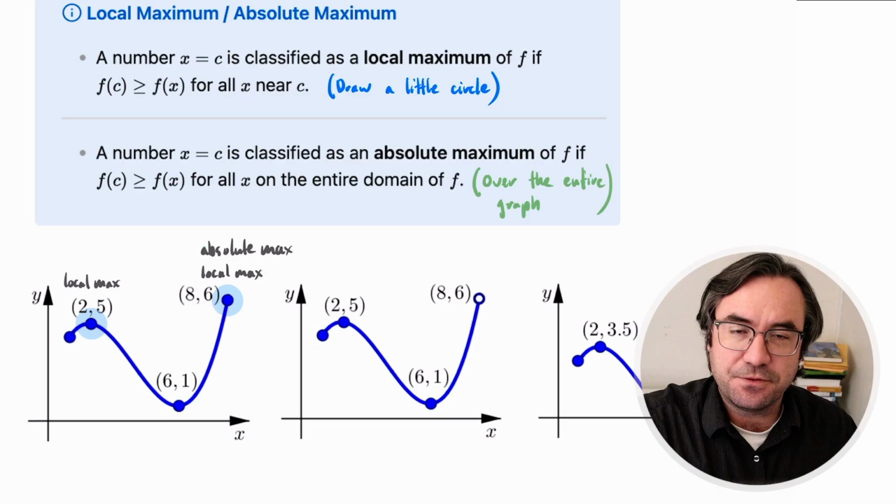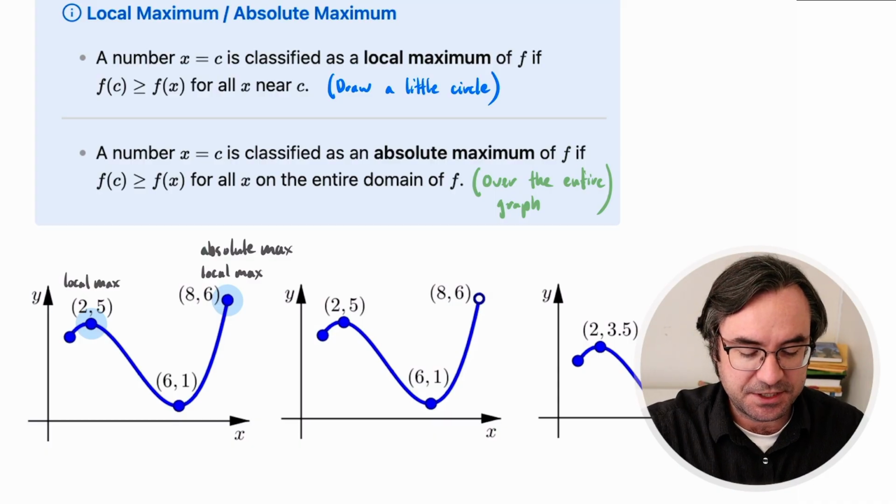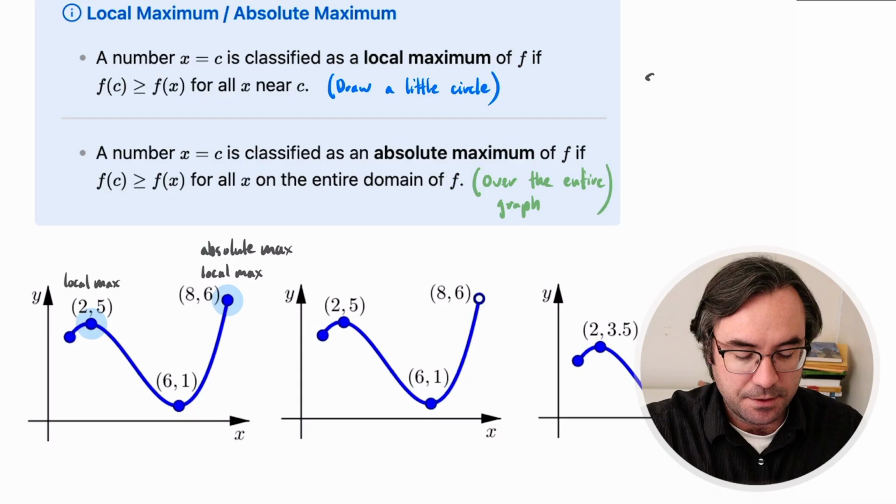Now, the definitions for local minimum and absolute minimum are very similar. So I don't have those listed here, but similar definitions for absolute min.